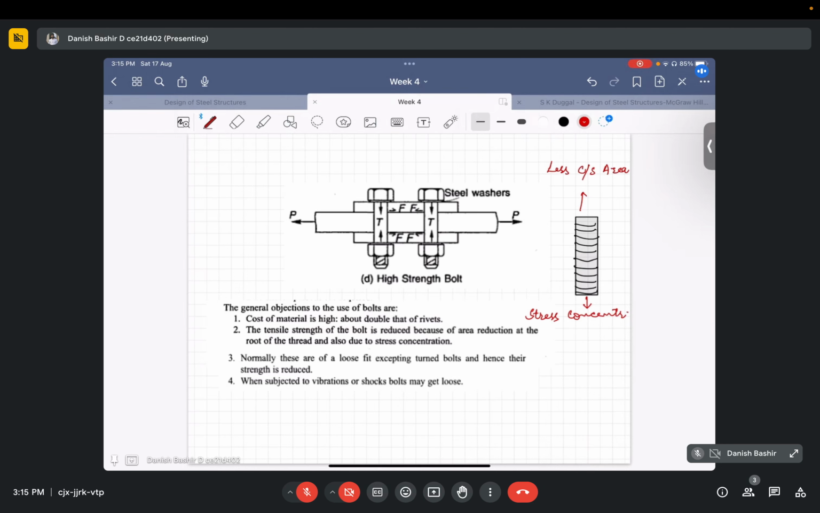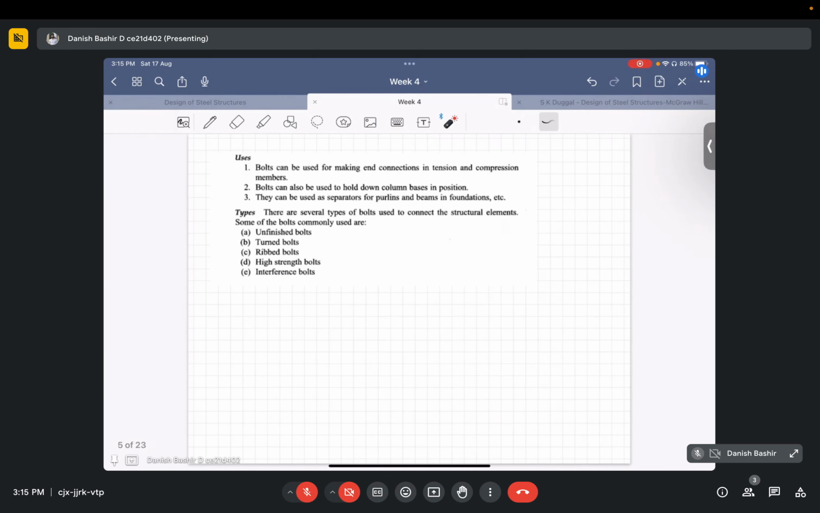And that I already told you. The third and fourth points are that, subject to vibrations, bolts may get loose. Then moving forward, we have to see what the uses of the bolts are.